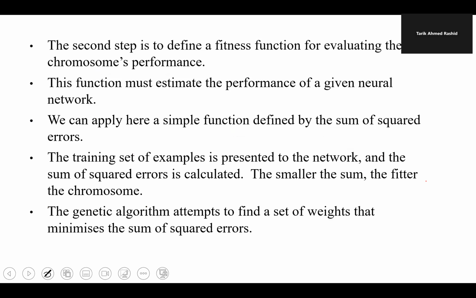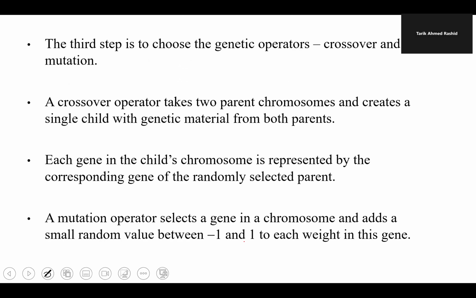So here is more about the problems of the genetic algorithm: how a genetic algorithm can find the best optimal weight matrix or set of weights, by minimizing the mean square error of the neural network.